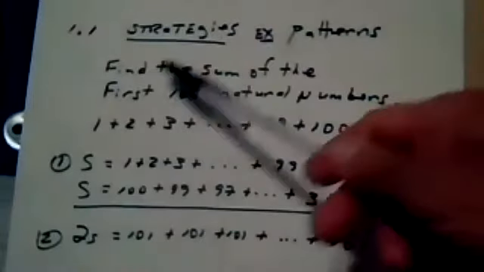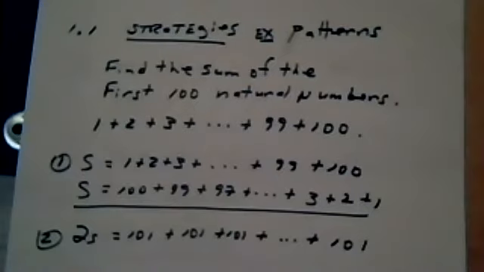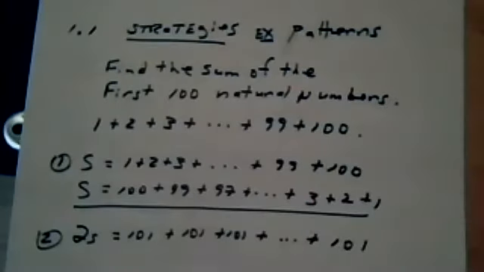Suppose they ask you to find the sum of the first 100 natural numbers. Remember, natural numbers are the counting numbers, 1, 2, 3, 4, forever. So they want us to add them. Notice we're not just writing them, we're adding the numbers. So what would be a pattern?